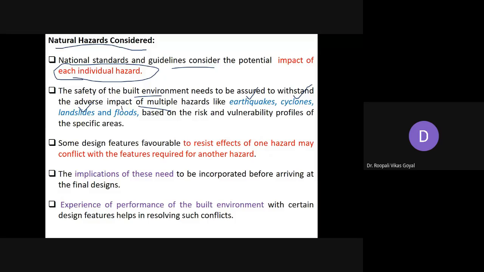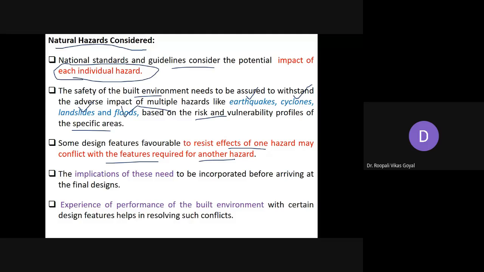And once you are doing this risk and vulnerability profile of a specific area, you come to know that these are the risk factors and these are the vulnerability profile. So that's why whatever HRV mapping that we are calling it, hazard risk and vulnerability analysis, is very important before the construction of all these necessary infrastructure projects. Some design features that help to resist the effects of one hazard may conflict with the features required for another hazard.